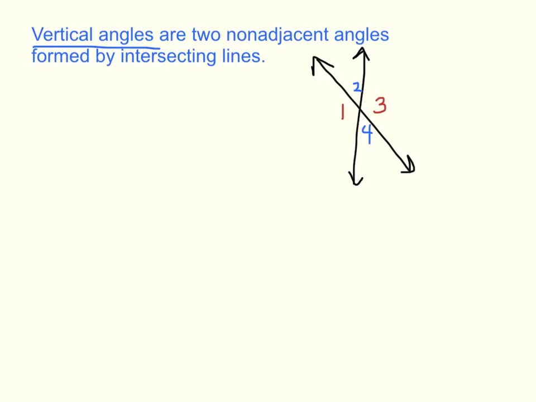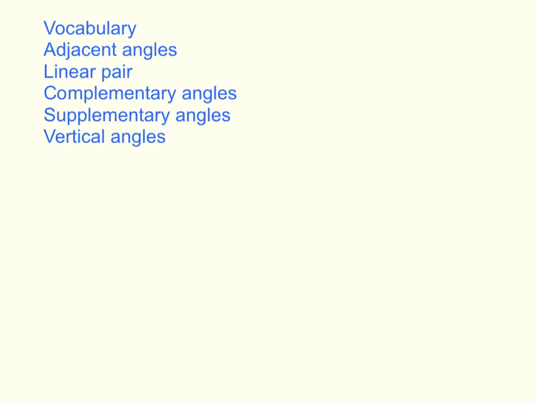I'm going to name them 1, 2, 3, and 4. In this case, angle 2 and angle 4 are vertical, and angle 1 and angle 3 are vertical. What's the other thing you probably already know about vertical angles? They're congruent. So angle 2 and angle 4 are congruent, angle 1 and angle 3 are congruent. We have two angles that are, yes, across from each other, but they're non-adjacent. Today's vocabulary are the 5 sets of angles you see there.